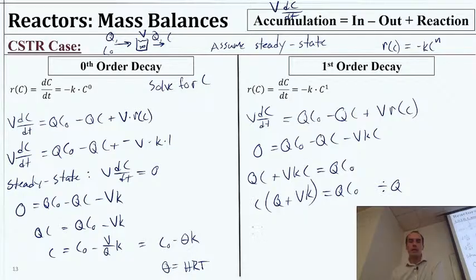But if we do that right now, we'll get C times 1 plus, here's that theta again because it's V over Q, theta K equals C naught. You don't have to divide by the Q there. You could do it later, you could do it earlier, you don't have to divide by it at all. I just find it makes it a little simpler. So then we can get C equals C naught over 1 plus theta K.